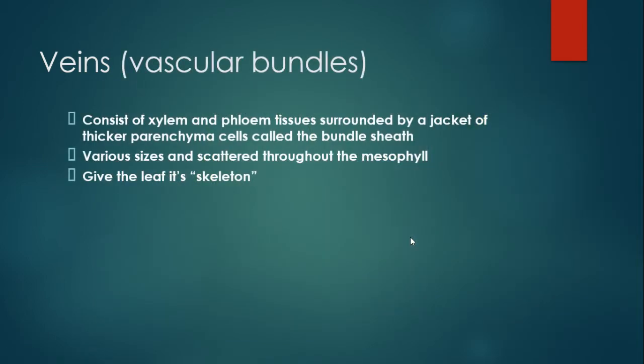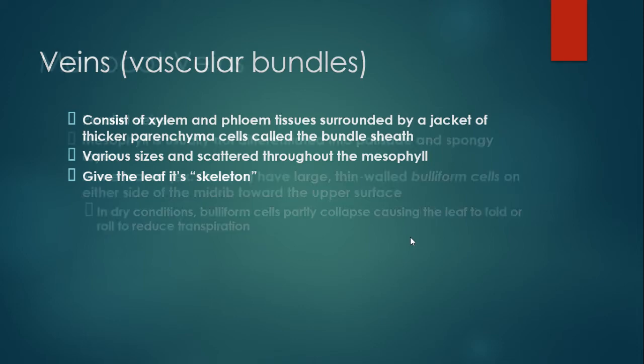Veins consist of xylem and phloem tissues surrounded by a jacket of thicker parenchyma cells called the bundle sheath. They come in various sizes, and they're scattered throughout the mesophyll, and it gives the leaf a skeleton-type look.